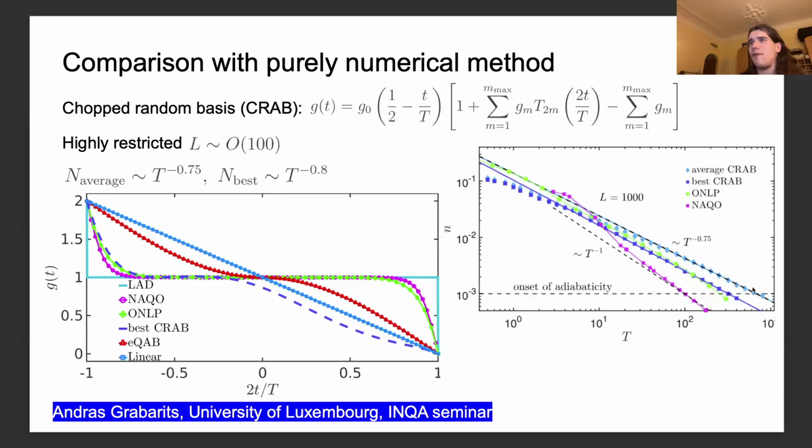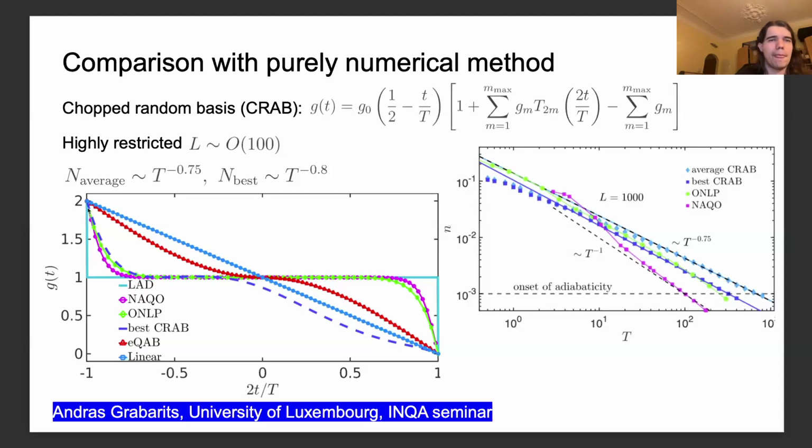This is the average result from the purely numerical optimization, the CRAB, and the darker blue is the best. One can see that the green, the optimal nonlinear passage, goes a little bit faster. And again, just to show it better, the non-adiabatic quantum optimization goes even faster. And as a final exemplifying plot about how the protocols look compared to each other.